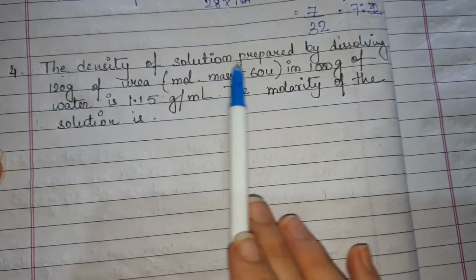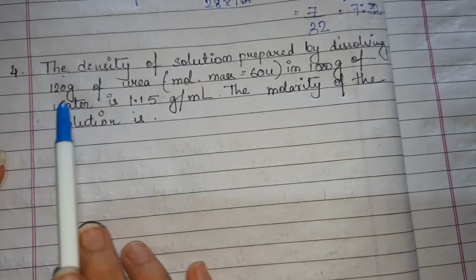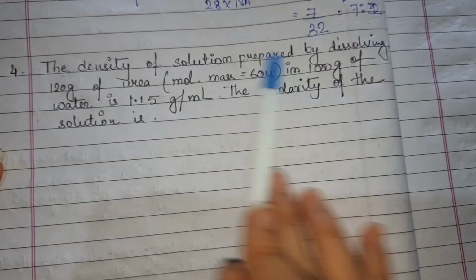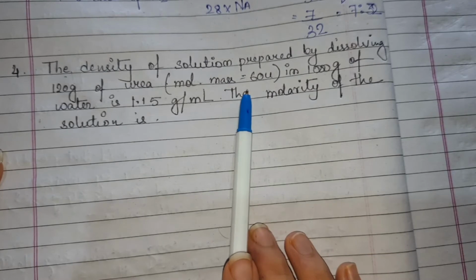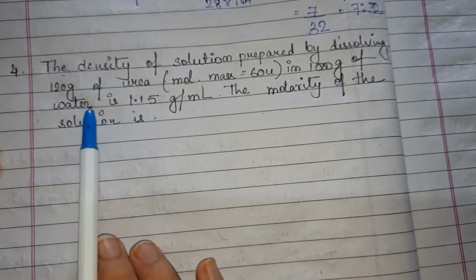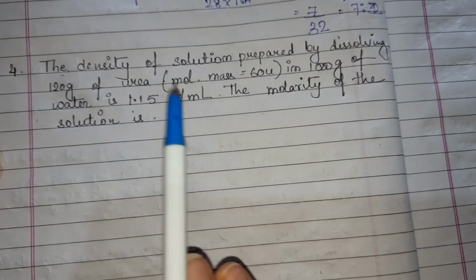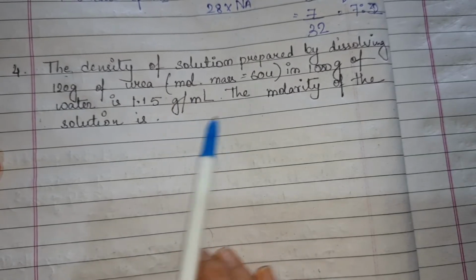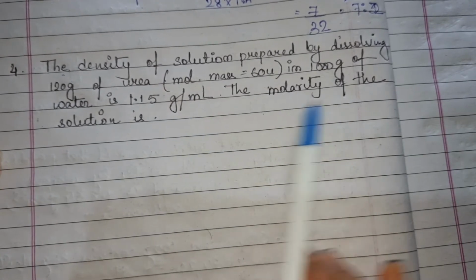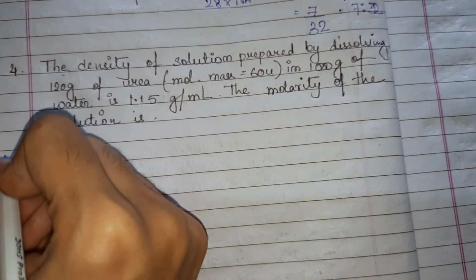The density of the solution prepared by dissolving 120 gram of urea, molecular mass of urea is also mentioned, 60 u, in 1000 gram of water is this. This is the density, as you can understand from the unit itself. Then the molarity of the solution is.